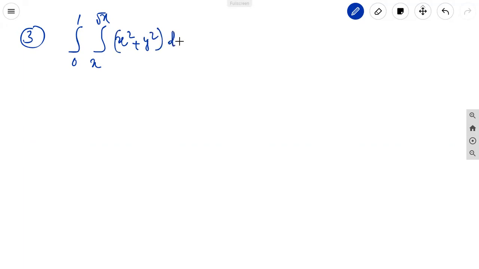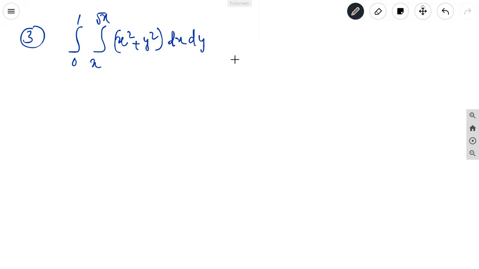Question. Third question. Integral 0 to 1, integral x root x square plus y square into dx dy.